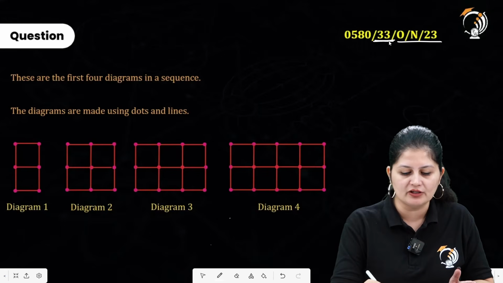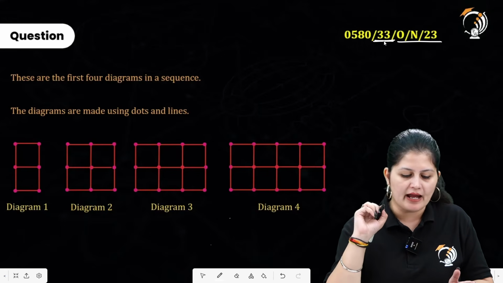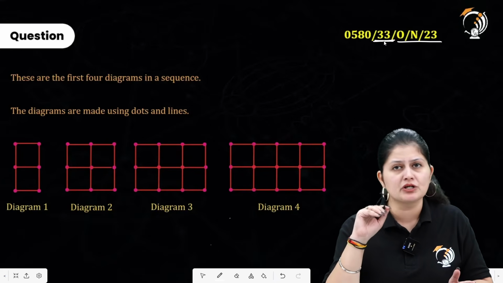Now, moving to the next question, which is again a question from the paper of October-November 23 from the variant 3.3. These are the first 4 diagrams in a sequence. The diagrams are made using dots and lines.